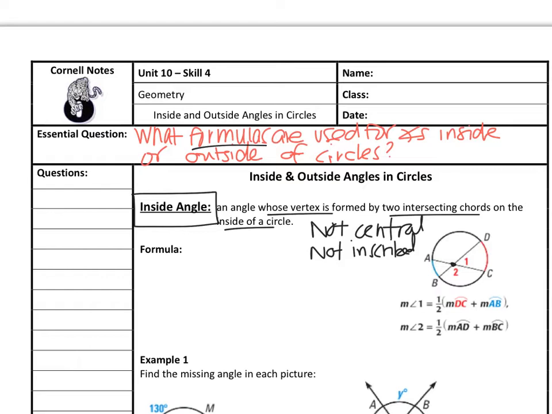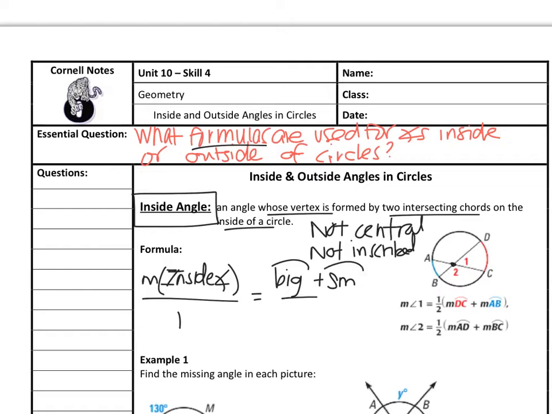And so we have a super special formula that says the measure of an inside angle over 1, because we love proportions, is equal to the big arc plus the small arc divided by 2. So what this means, oh, by the way, you got to memorize this.